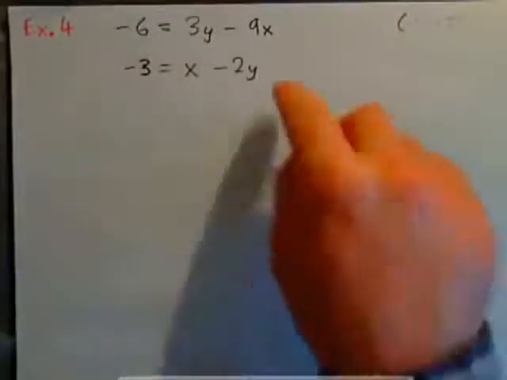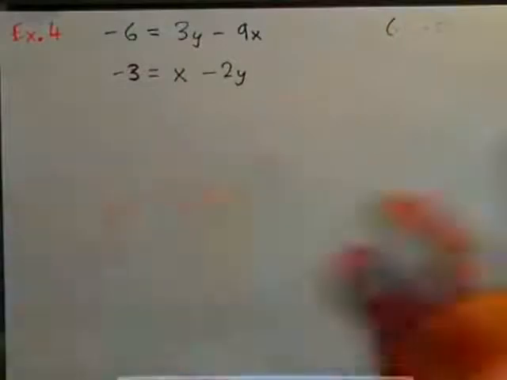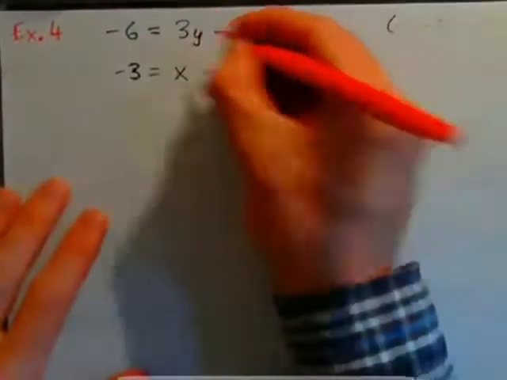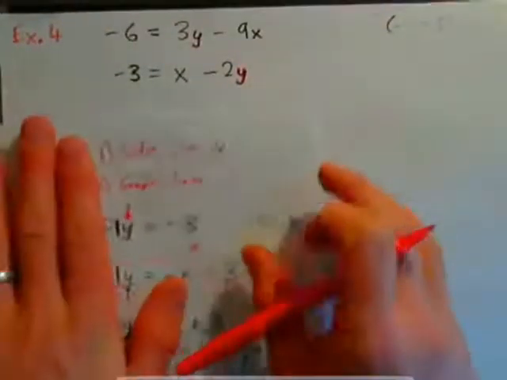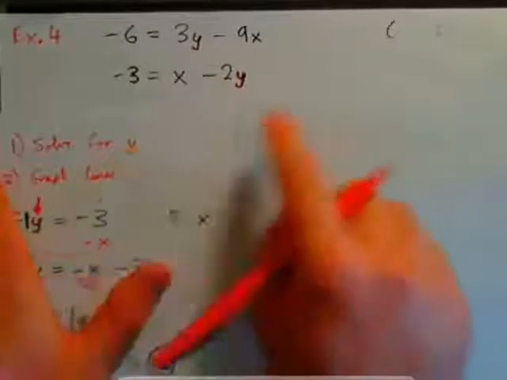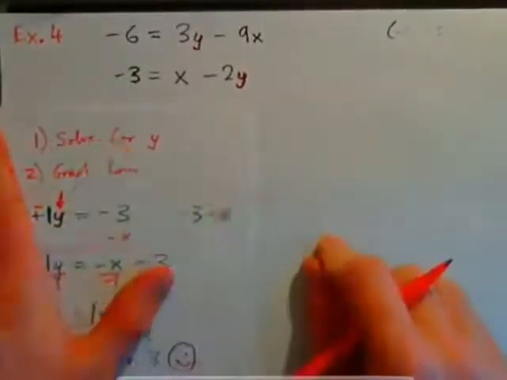And in this example we have, how do you make a table with these guys? We're kind of stuck, aren't we? Because look, our y is stuck here and here. Now we said that there are two steps to these guys. You solve for y and then you graph the lines and do all the other stuff, okay? So the first step is to solve for y.